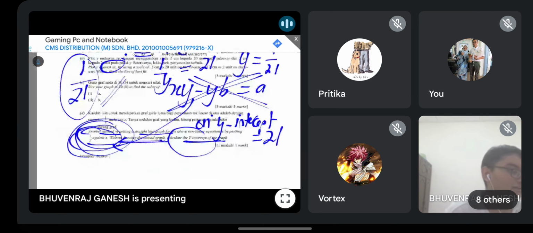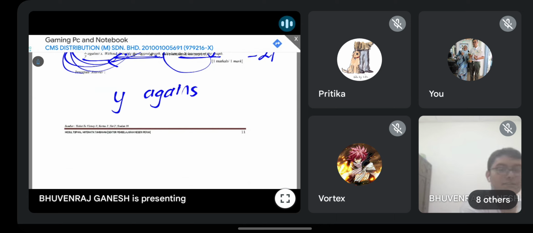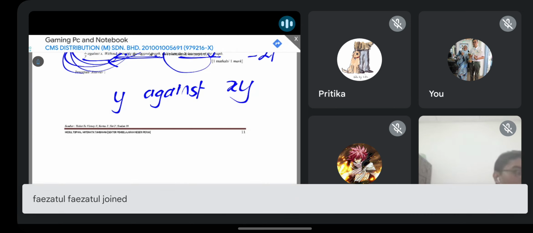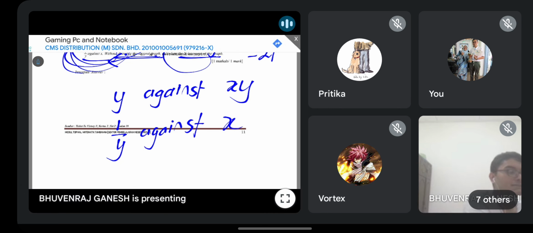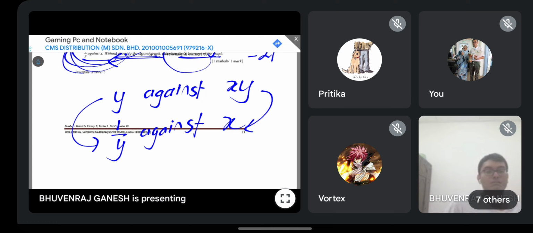Guys, do you realize what your original axis is? This is your original axis. Am I right? Ini adalah paksi asal kamu. So now they ask you, your new axis is 1 over y against x. So guys, can you see the changes? Boleh tak kamu nampak perubahan kat sini?